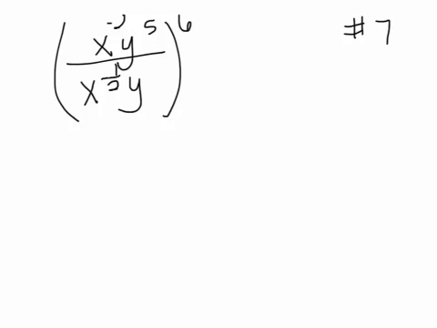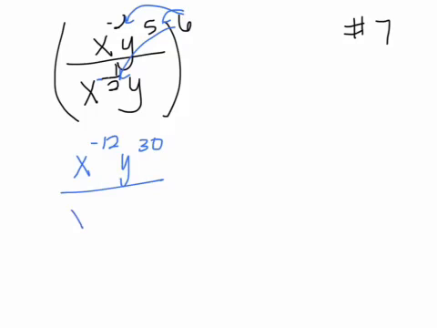Same thing here. I'm going to distribute to every piece. Power to a power, multiply now. Negative 2 times 6. 5 times 6. 6 times, this is a negative 1/2, so negative 1/2 times 6 is negative 3. 6 times 1 is 6.